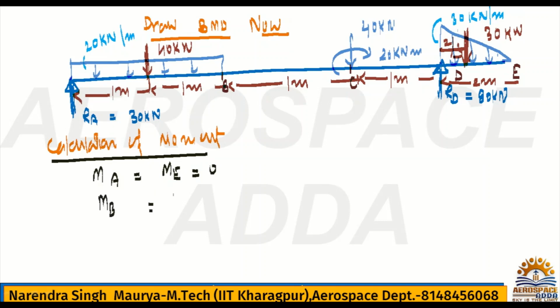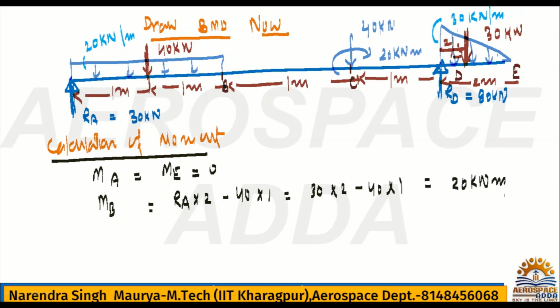So for the moment at point B, it is RA into perpendicular distance 2, minus this UDL of 40 into 1, because the UDL will give an anticlockwise moment. So RA is 30 into 2 minus 40 into 1. It is nothing but 20 kilonewton meter. This is MB.